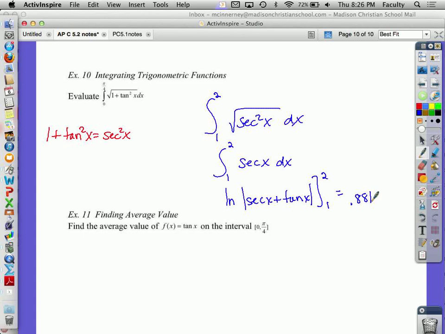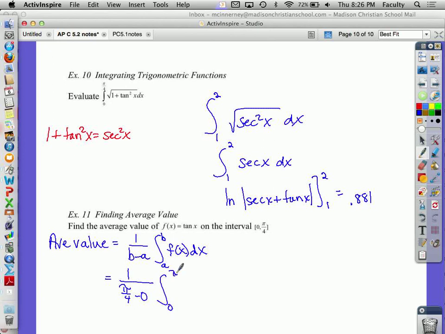All right, last one. Average value. Recall the average value formula is equal to 1 over b minus a, the integral from a to b of your f of x dx. So our average value will be 1 over pi over 4 minus 0, times the integral from 0 to pi over 4 of tangent x dx. Well, that's 1 over pi over 4. The integral of tangent x, according to our chart, is negative natural log, absolute value, cosine x. And we're going to evaluate from 0 to pi over 4.